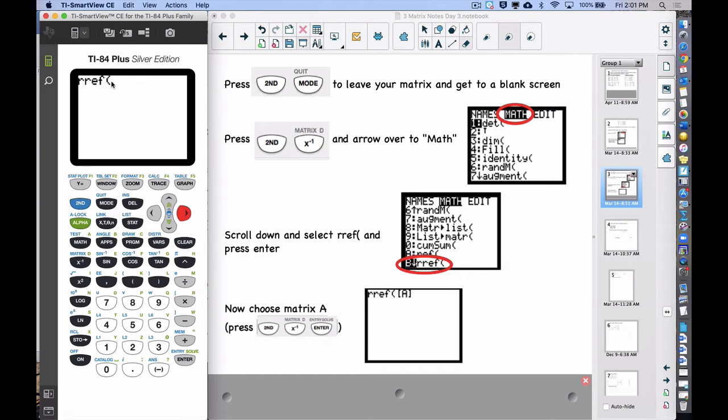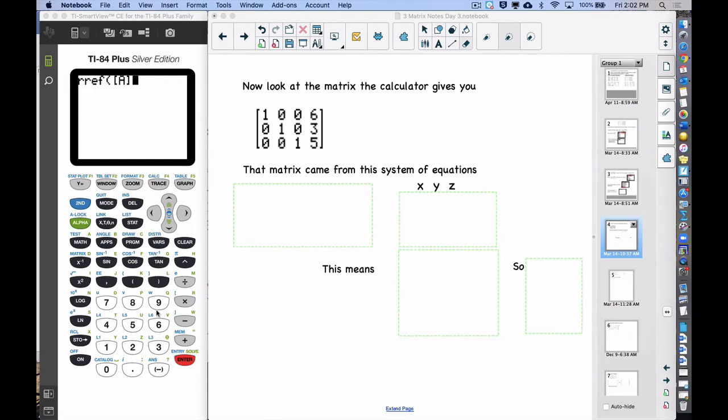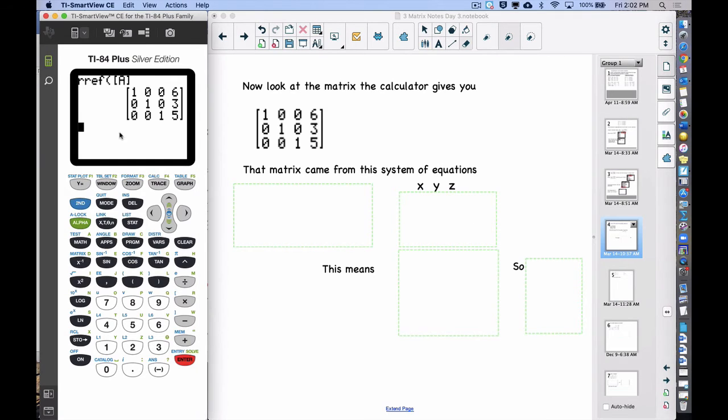We need to put in the name of this matrix. So we're going to go to second, the matrix menu, and this time we actually do want to just hit enter on this first screen so that it pulls that matrix A for us. And now if you hit enter, this is what the calculator spits out.